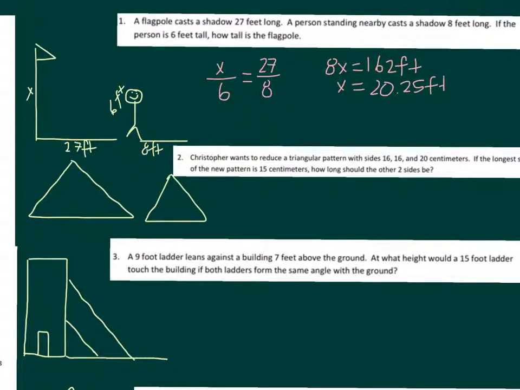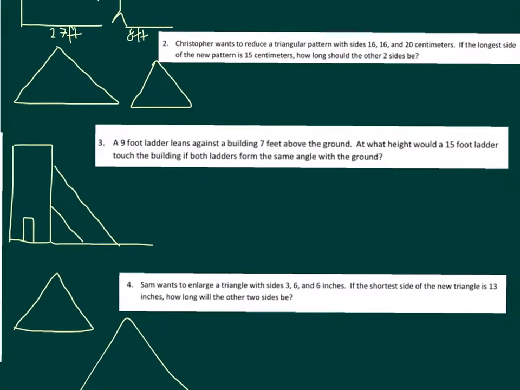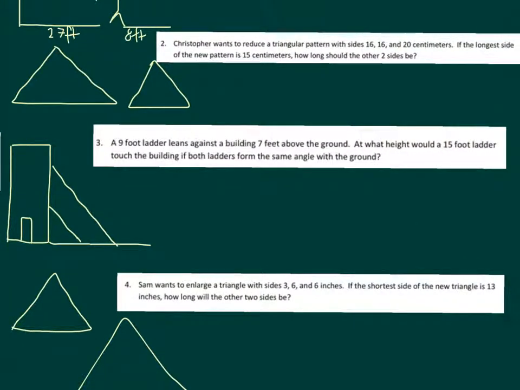Okay, so for question 2, let's go ahead and read question 2. Let's say goodbye to our flagpole. Here's question 2. Christopher wants to reduce a triangular pattern with the sides 16, 16, and 20 centimeters. If the longest side of the new pattern is 15 centimeters, how long would the other two sides be?